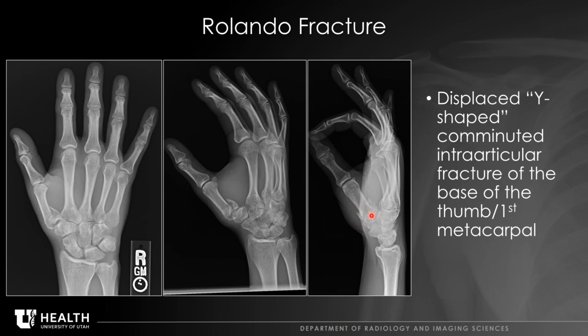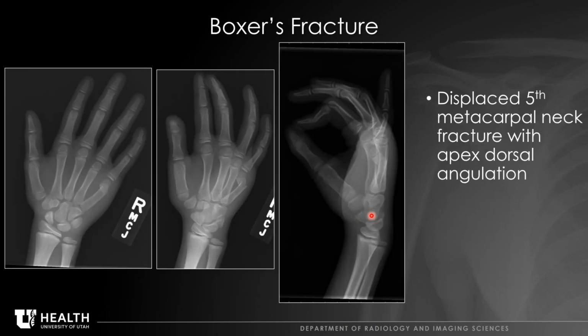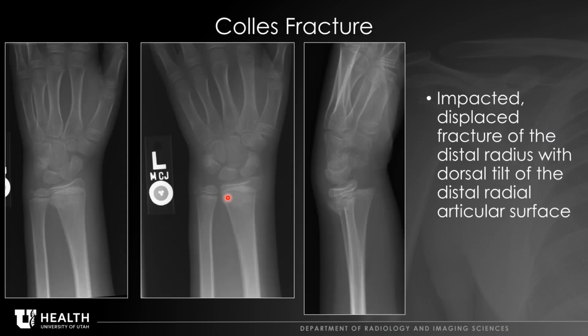And this is one of my favorite fractures because it's Y-shaped. Now we've got a boxer's fracture. We've already talked about it. So here we have this fracture of the neck of the fifth or ring finger metacarpal, and it shows this apex dorsal angulation.